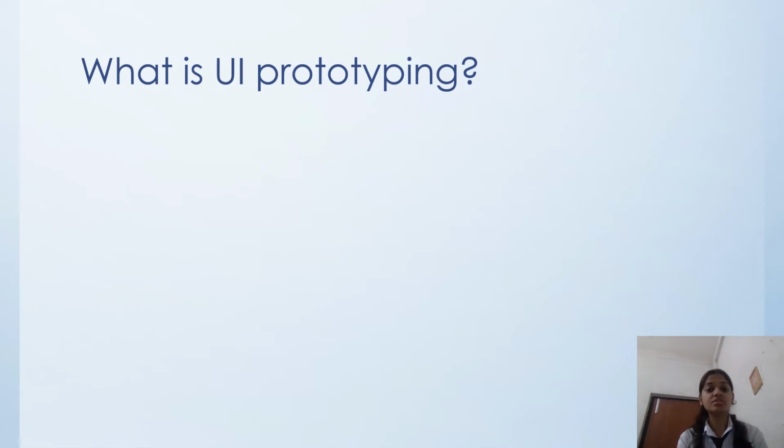Now next is, what is UI prototyping? UI prototyping is used in the designing of any website or application, with which the layout, flow and design are clearly visible. The direct benefit we get from prototyping is that at the initial stage we finalize the design of any product, which is very much time saving for any user.